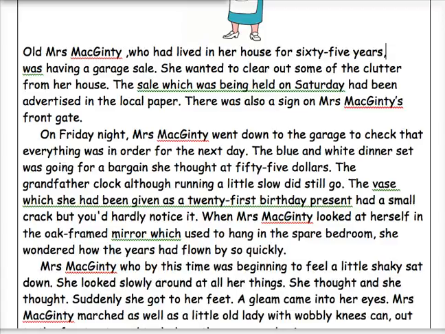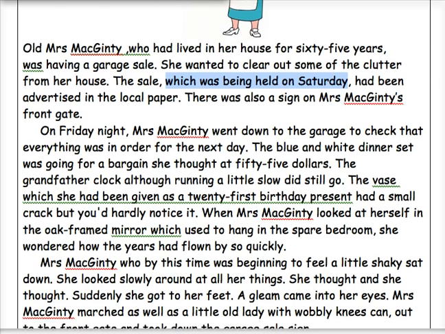She wanted to clear out her house for some clutter from her house. That sentence doesn't require one because it makes sense and there's no extra information being given. The sale, which was being held on Saturday, had been advertised in the local paper. So the sale, as you can see here, is which was being held on Saturday. That's the extra piece of information there. Had been advertised. This is the extra piece of information here, so we need to add one at the beginning of it, and at the end. It's the extra piece of information, very important.